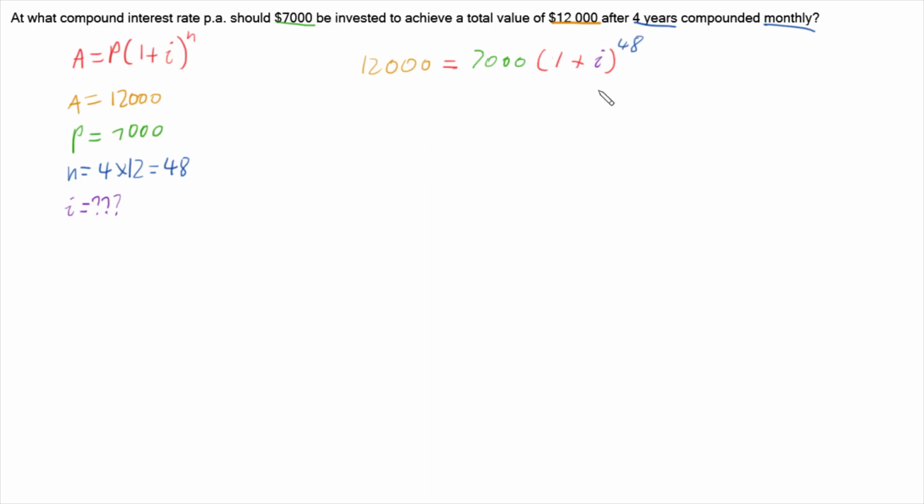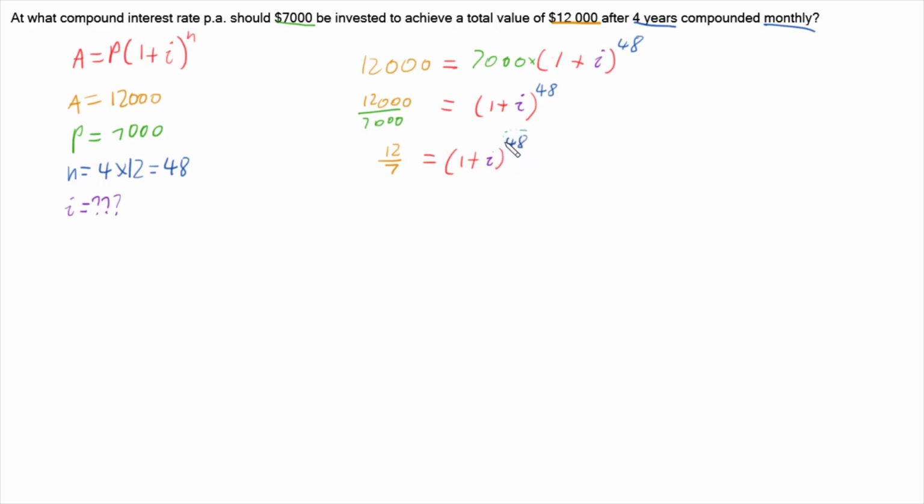Now we've just got to algebraically rearrange this to isolate i. The first thing we need to do is get rid of this 7,000. It's multiplying this bracket, so we will divide both sides by 7,000. We're going to have 12,000 divided by 7,000, and that's going to leave us with (1 plus little i) to the power of 48 on our right side. 12,000 over 7,000, we'll just write as the fraction 12 over 7. So that is equal to (1 plus little i) to the power of 48.